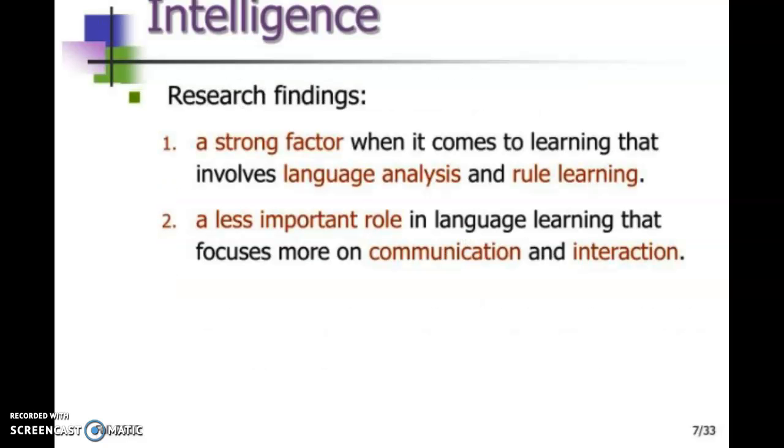Let's continue. As I know, a research was conducted, and as a result it was found that intelligence is a strong factor when it comes to learning that involves language analysis and rule learning, and it can play a less important role in language learning that focuses more on communication and interaction. So in order to be successful and intelligent in the language learning process, you should analyze your language. It means you should practice it and analyze your mistakes. You should analyze the rules, I mean the grammar rules or instruction in the English language.